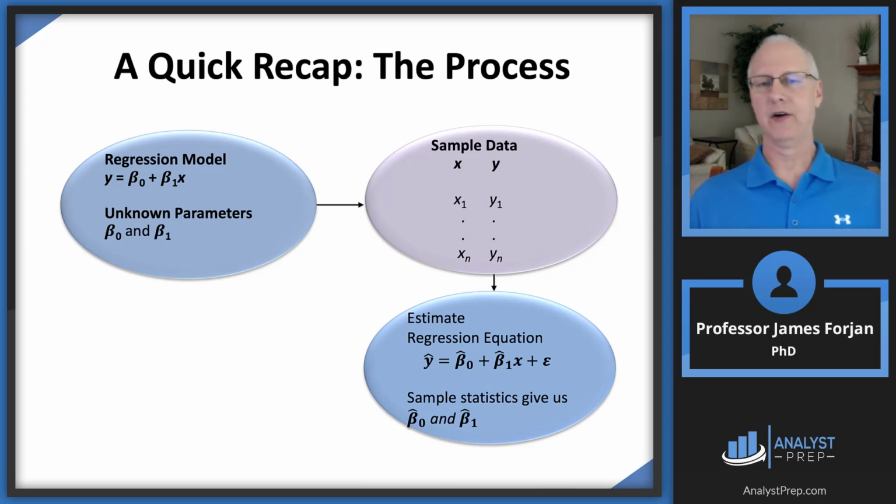And we get together and we decide, are we going to use Excel, or are we going to use SPSS or Minitab or some kind of software program to estimate the regression equation, and then that regression output will give us beta hat 0 and beta hat 1. That's the intercept and the slope coefficient.